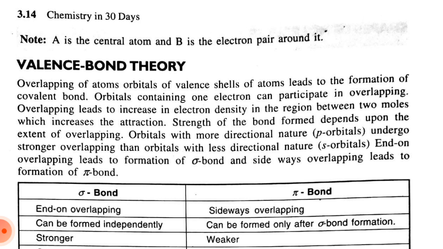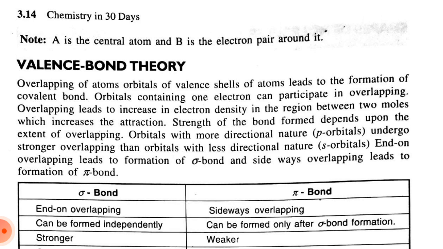Valence bond theory. Overlapping of atomic orbitals of the valence shell of atoms leads to the formation of a covalent bond. An orbital containing one electron can participate in overlapping. Overlapping leads to an increase in electron density in the region between two nuclei, which increases the attraction and strength of the bond formed. This depends upon the extent of overlapping. An orbital with more directional nature, p orbital, undergoes stronger overlapping than an orbital with less directional nature, s orbital.